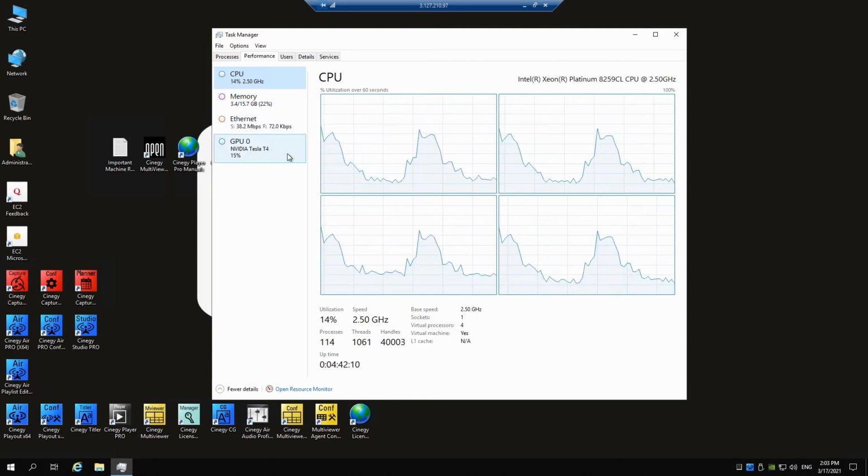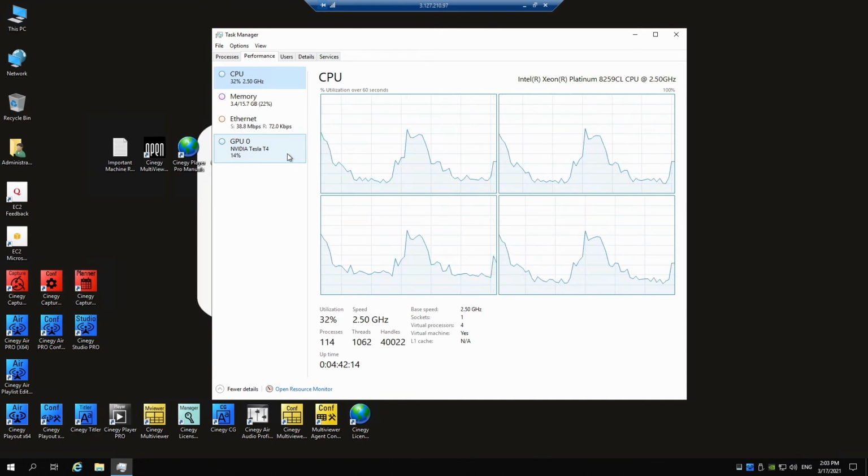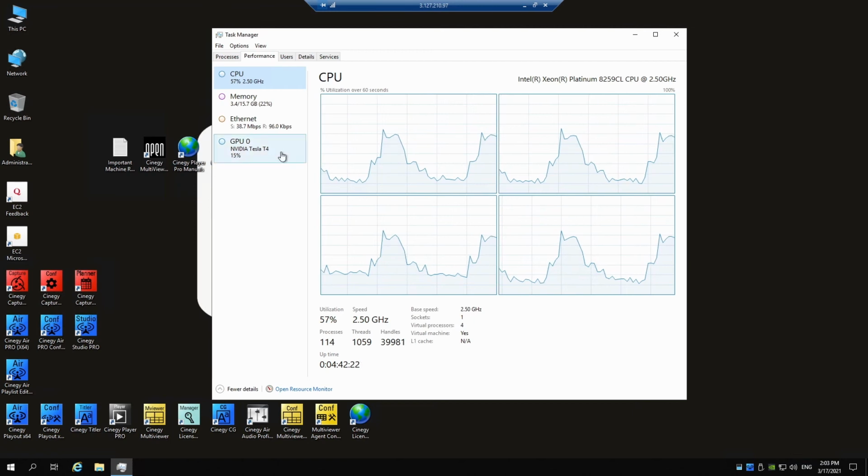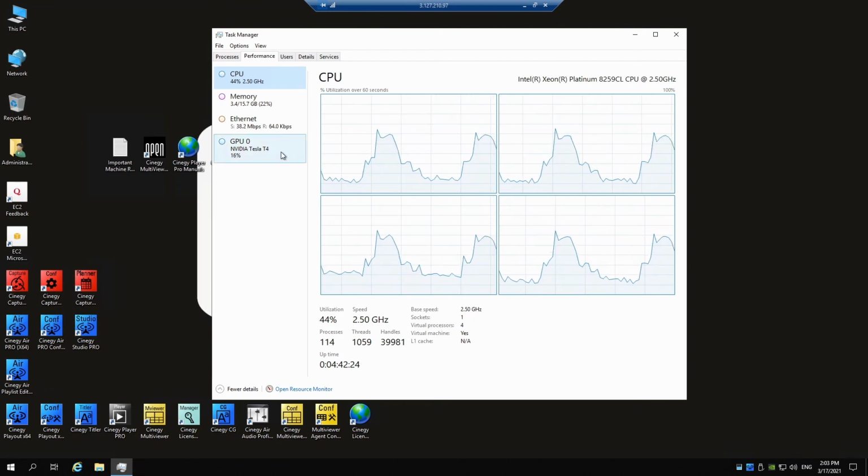This is because I've got two different encoded video clips being used in my playlist. One is encoded using ProRes and the other is HEVC. And as it moves between those two different encoding methods, the loading on the machine will vary accordingly.